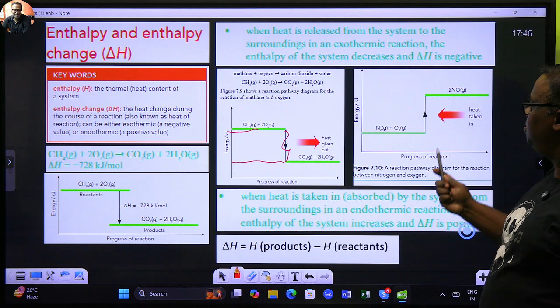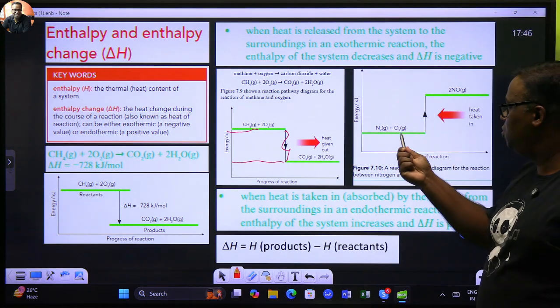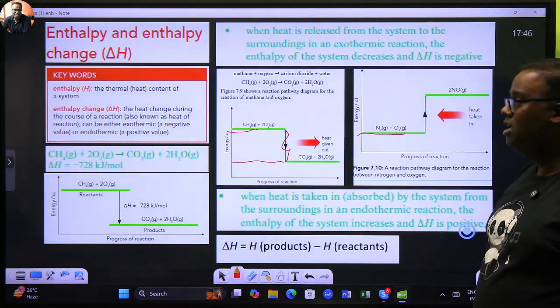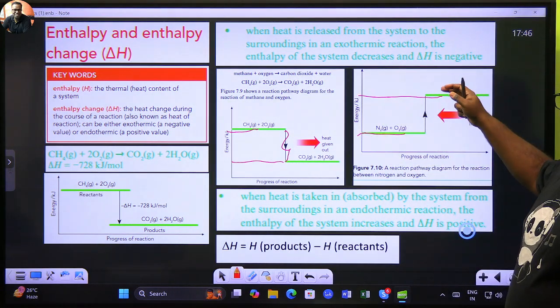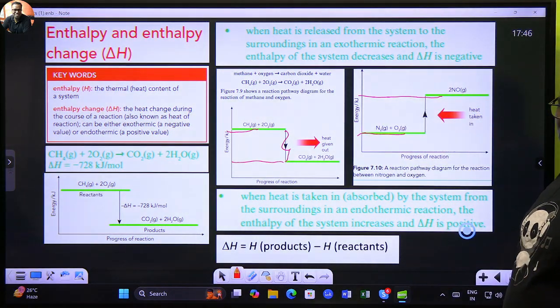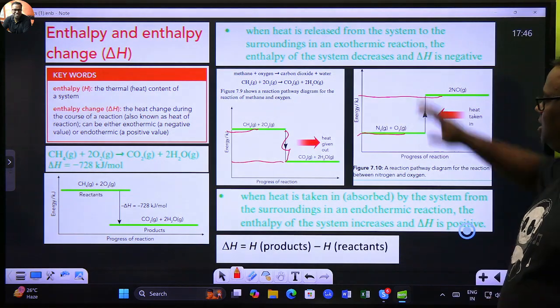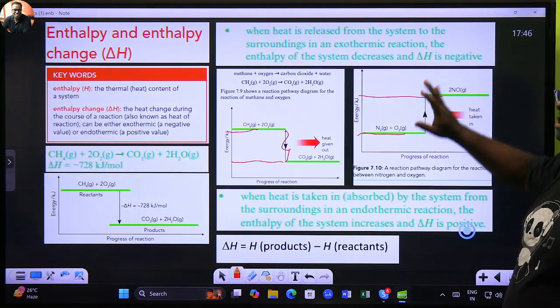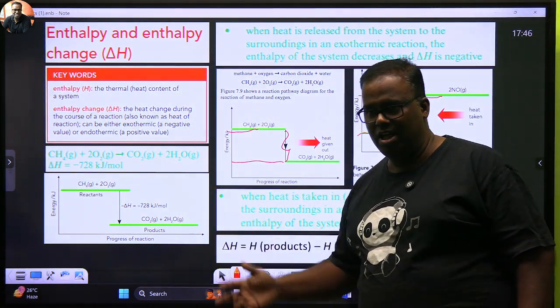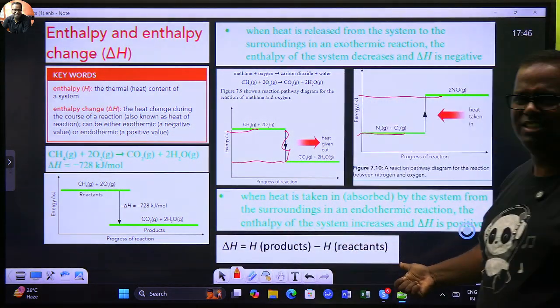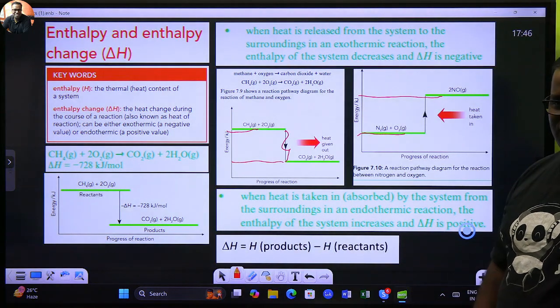So here what is happening? Energy is entering. मैं शुरू किया था इतना एनर्जी से, मेरा अभी एनर्जी लेवल इतना बन गया है. So if you do products minus reactants, you get a positive quantity. So in your Cambridge, they directly say this is positive, this is negative. So endo में delta H is positive, exo delta H is negative. And if you have any doubt, you use this. Delta H is equal to heat of products minus heat of reactants.